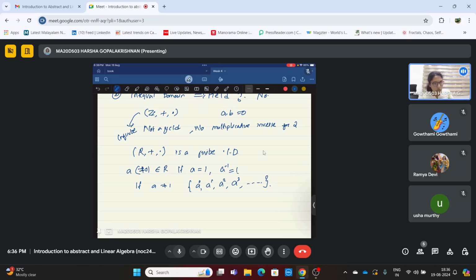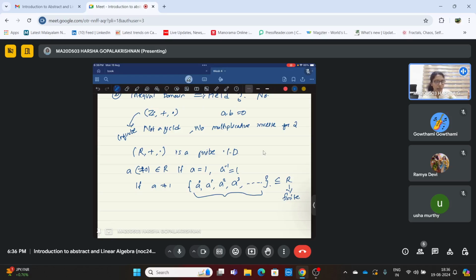This set is actually closed under multiplication. That means a square, a cube, all elements are basically coming from R only. So this is contained in the set R itself, the finite integral domain. And what is this? This is a finite integral domain. Since it is finite, this is also finite. So it is not some kind of infinite thing.